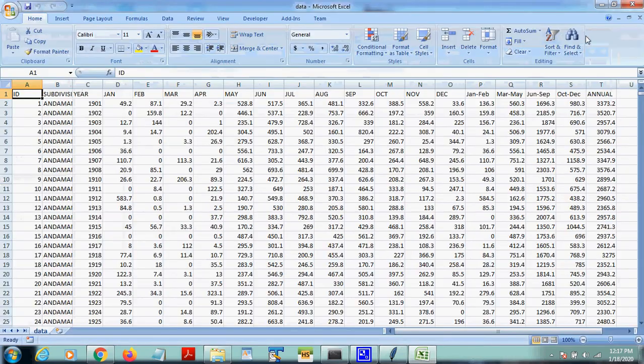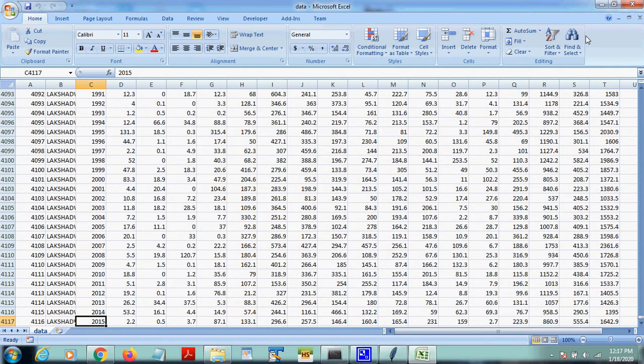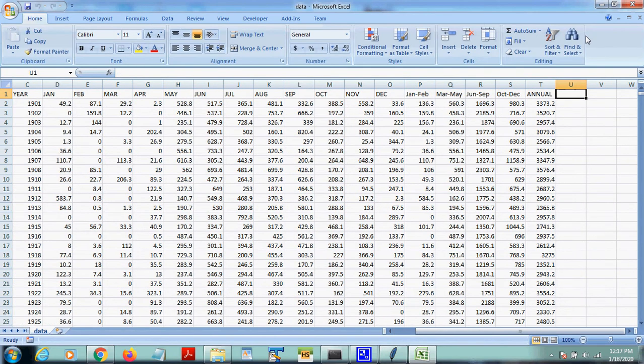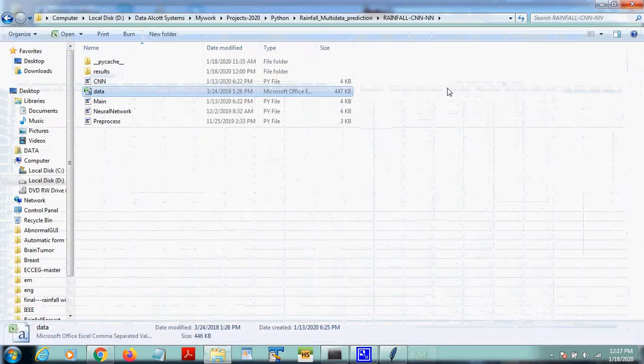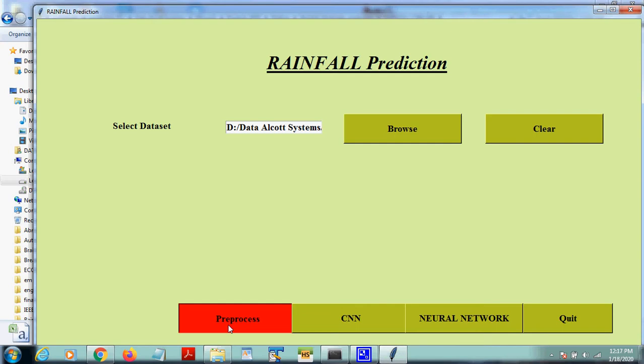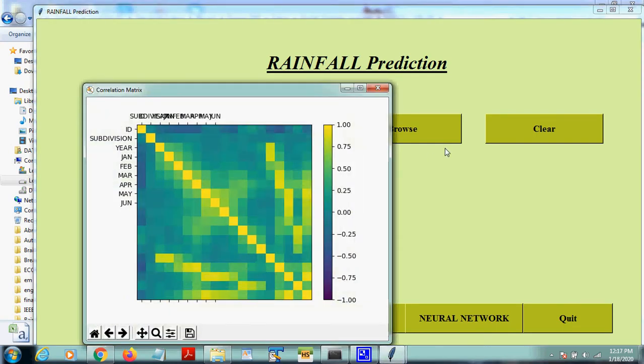for all the states, covering from 1901 to 2015, for all the states till annual rainfall is available. So first we are pre-processing and we are showing the visualizations.